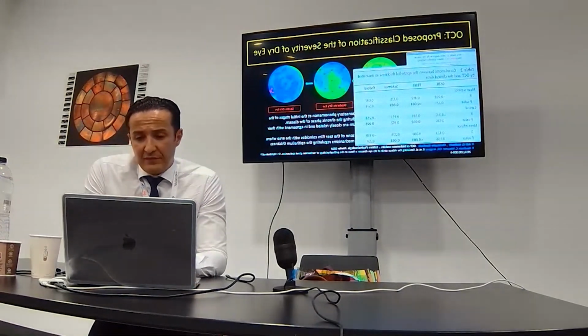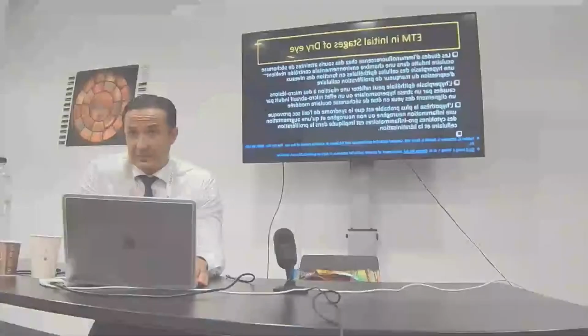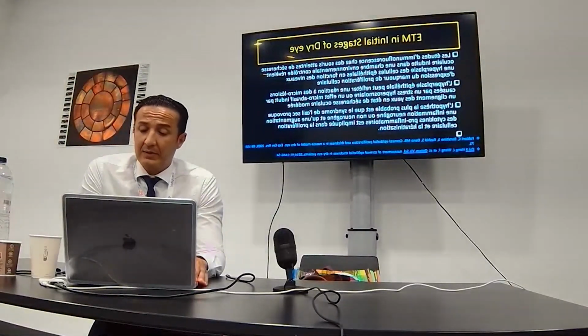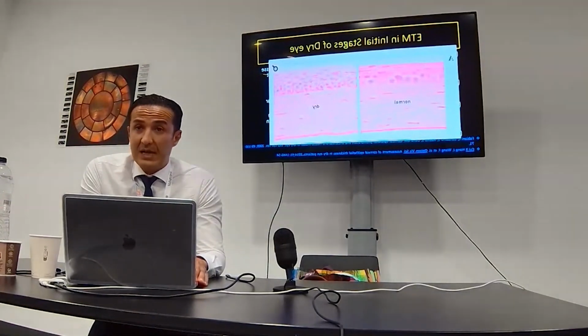In one of our publications in a British journal, we show a relevant statistic and a good correlation between breakup time and epithelium mapping. And we also confirm the tendency of epithelial thinning in a more advanced dry eye. In the model of mice, after 7 days of induced dry eye, we also observe a hyperplasia after 7 days.